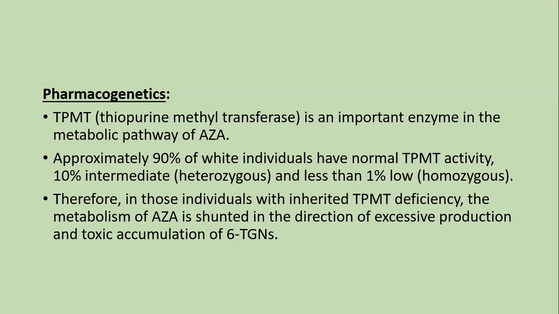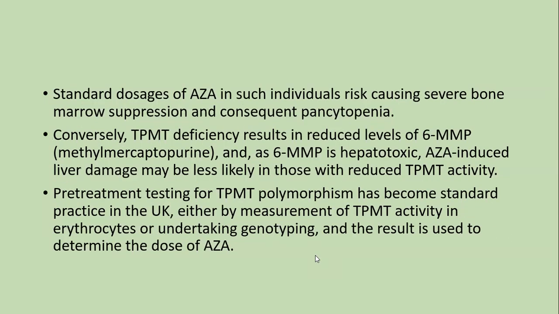Therefore, in those individuals who have inherited the TPMT deficiency, metabolism of azathioprine is shunted and the drug takes the direction of excessive production of its metabolites, which accumulate in toxic amounts, especially the 6-thioguanine nucleotides. Standard dosage of azathioprine in such individuals carries the risk of severe bone marrow suppression and consequent pancytopenia.